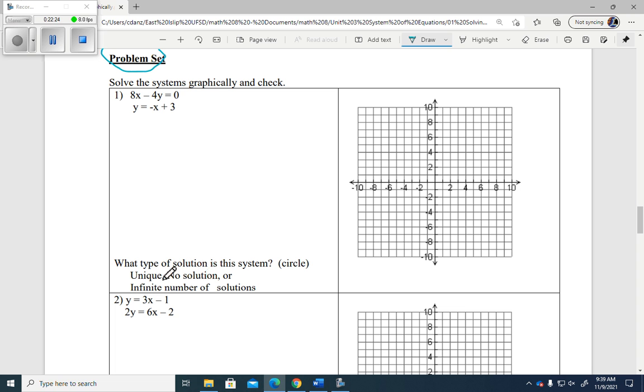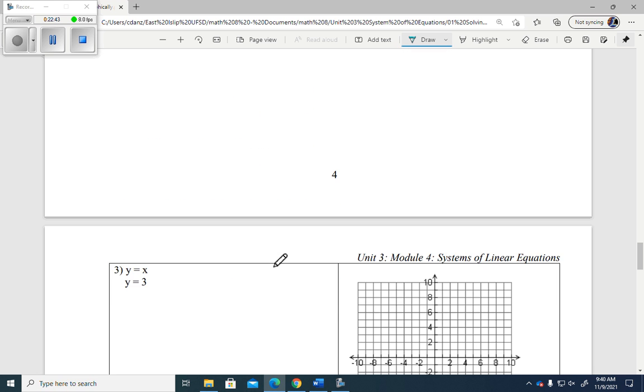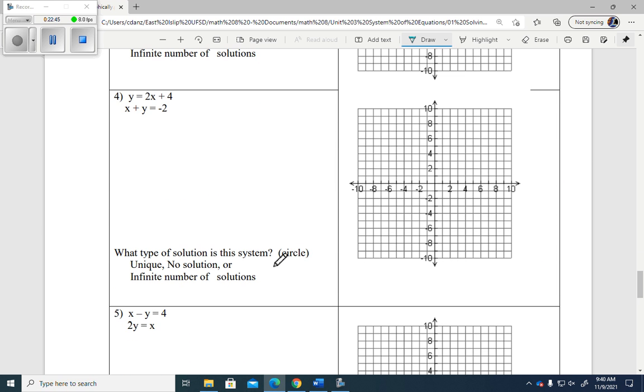If there's one, then we call it a unique solution. That's what this is down here. What type of solution? It could be unique, which means one solution. Or if they're parallel lines, there's no solution. Or if the lines coincide, there's an infinite number of solutions. So for each one, that's what you're doing. You're finding the point of the intersection.